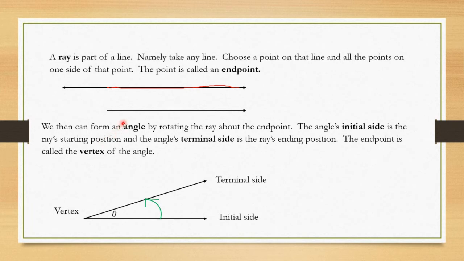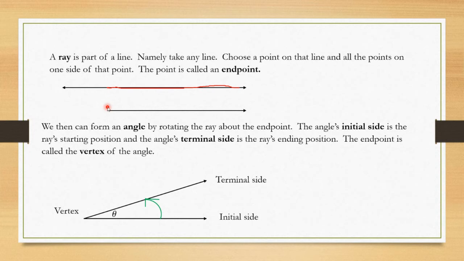I mean, you really don't want to say a ray is half of a line, because a line has infinite measure. In other words, it extends infinitely in both directions. So you really can't say it's just half a line. You're not supposed to say that, so it's not precise. Now, the point I chose, that's the end point of the ray, by definition.